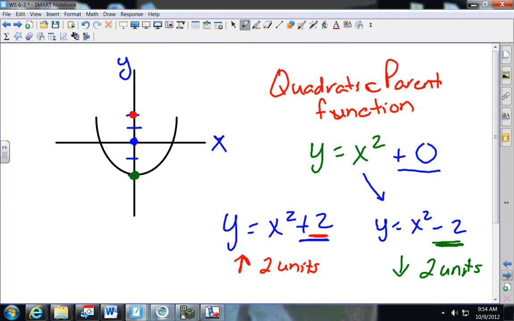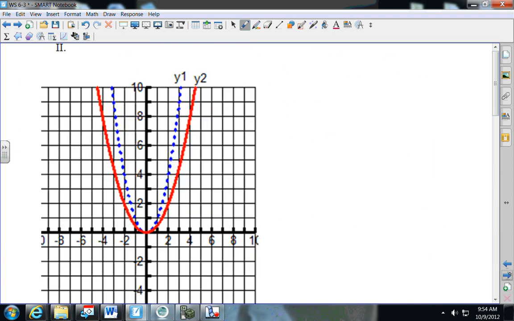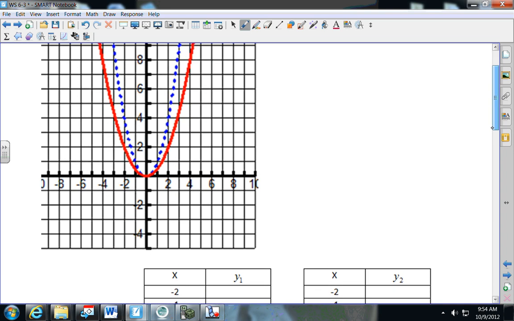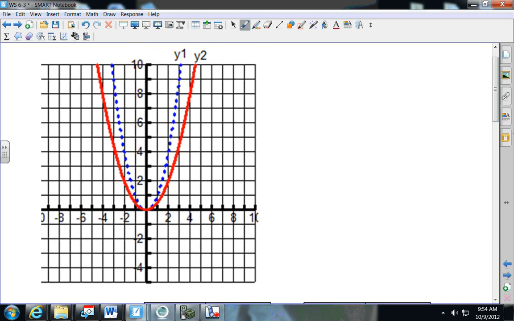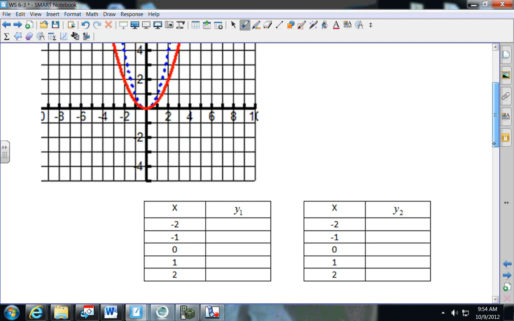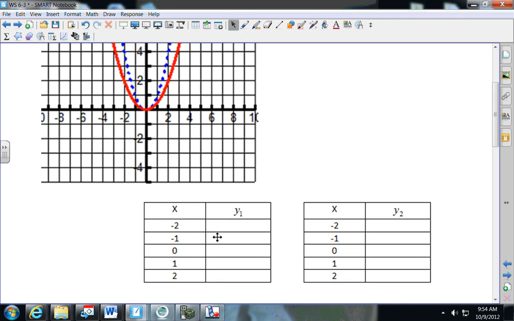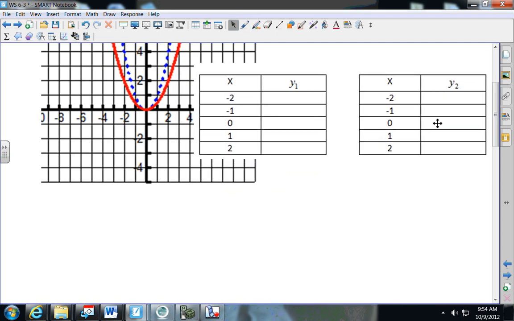Look at the next one. Now, I've got my two red-blue graphs again. We're going to go with y1 is the blue one. Let me bring this up here. I got this too low. All right, there we go.